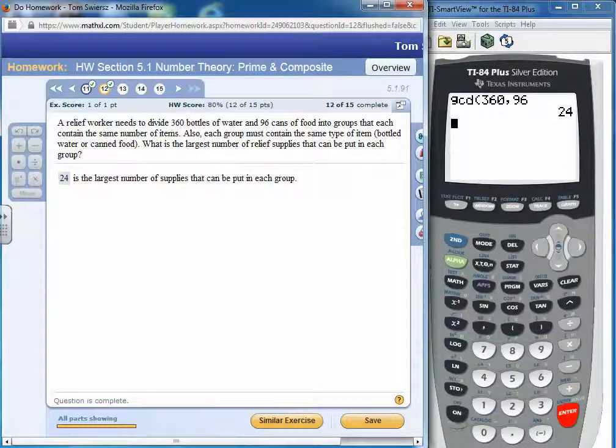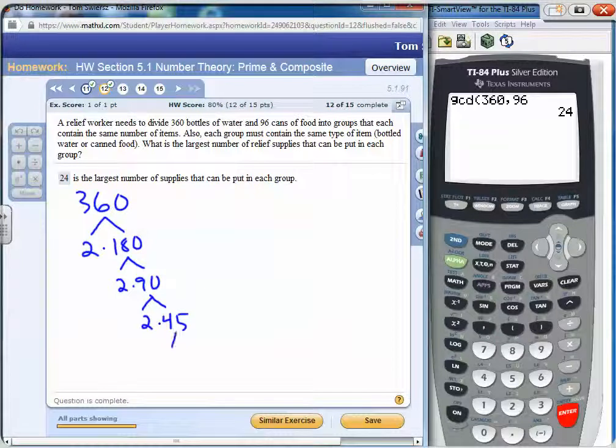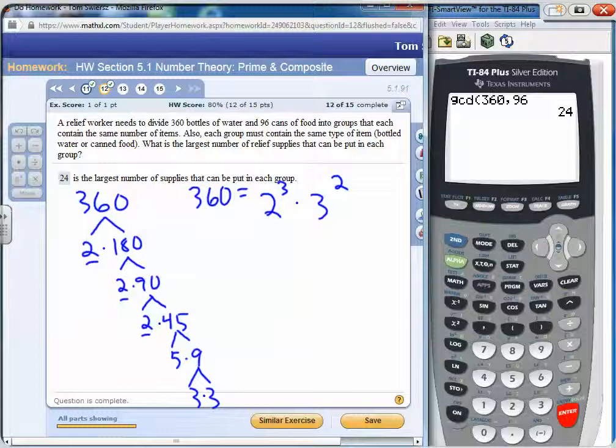Now again, if you don't have a TI-84 or 83 calculator, you've got to do pencil and paper. You've got to do the prime factorization. 360 is 2 times 180. 180 is 2 times 90. 90 is 2 times 45. 45 is 5 times 9, and 9 is 3 times 3. So for 360, the prime factorization has three 2's, so 2 to the 3rd power times 3 squared, two 3's, times 5.